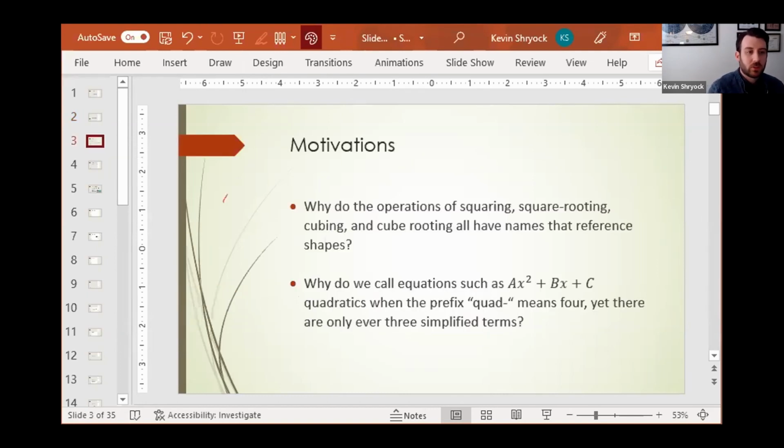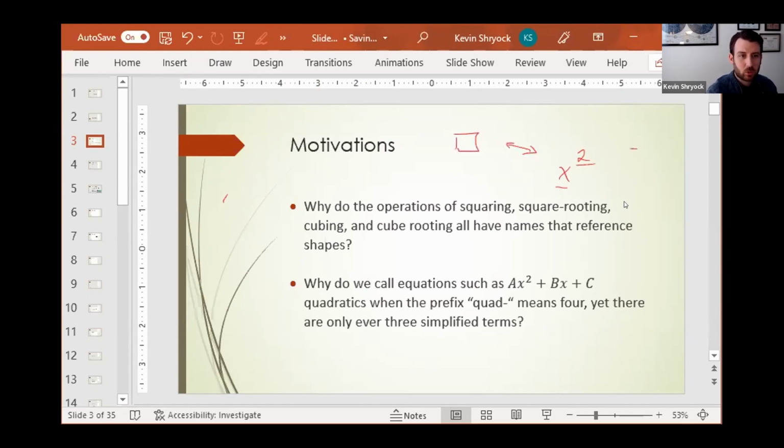So let's jump into a few different things. Some motivations. Why do we call the operations of squaring and square rooting and cubing and cube rooting, why do we give these operations names that have shapes in them? That's interesting, right? Because if I was to talk about squaring and I was going to be in an algebra class, most people would talk about this. And I don't see a square. I see an X and I see a 2. But a square, if I was to ask anybody in elementary school, they would tell me a square is this. I don't see it. So where's the connection?